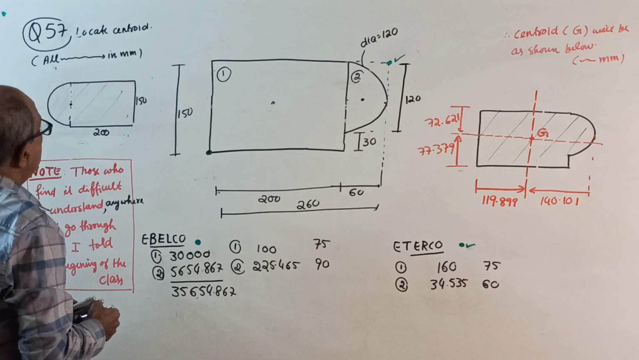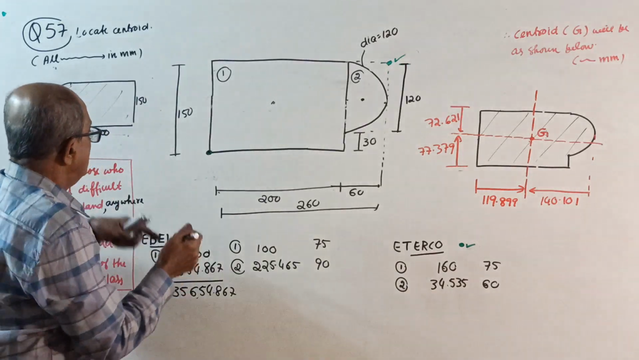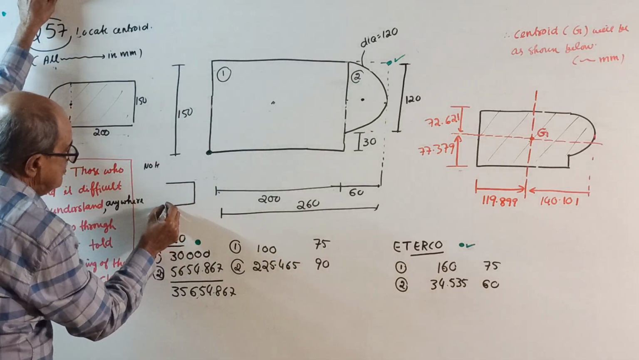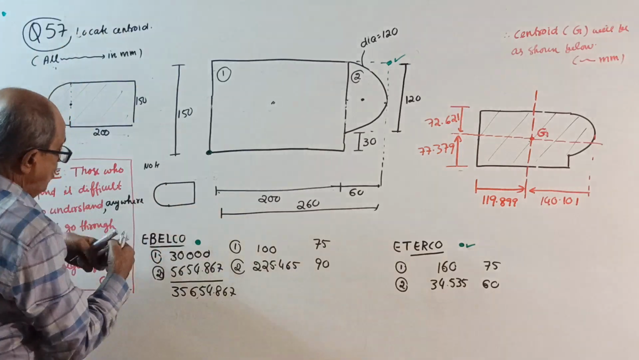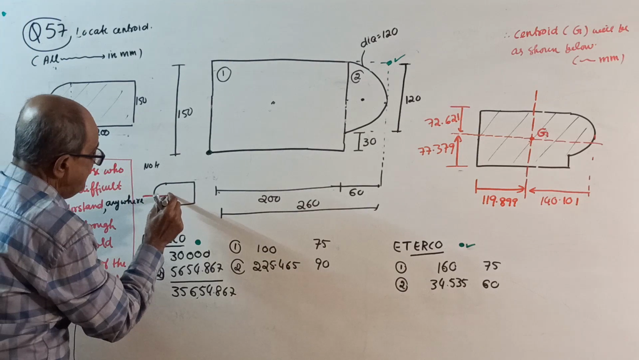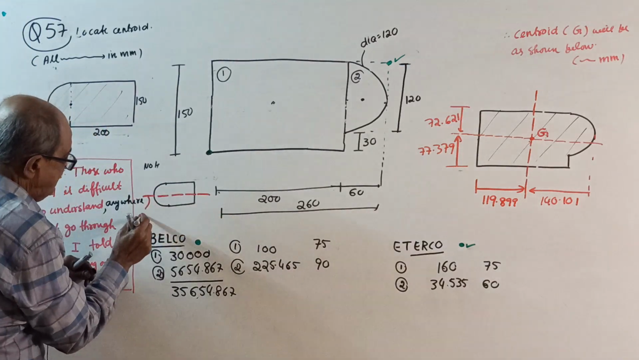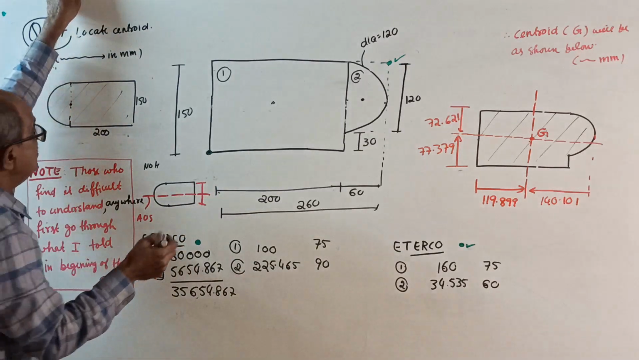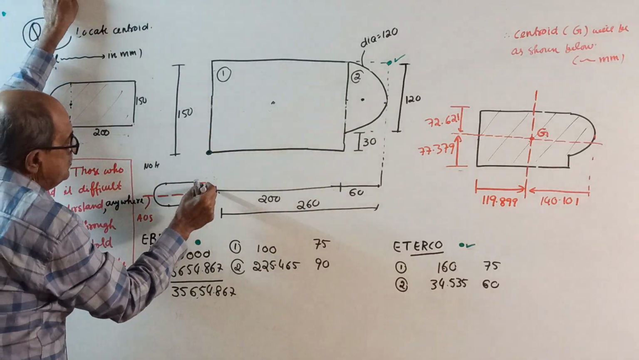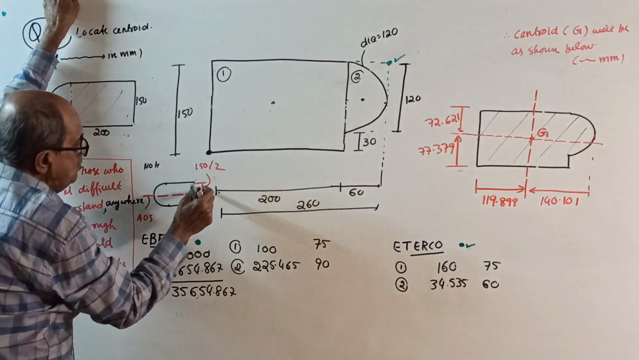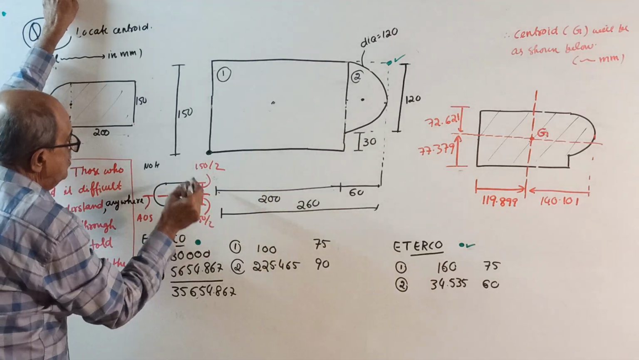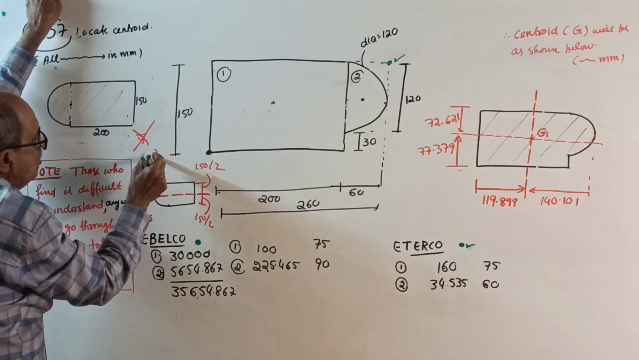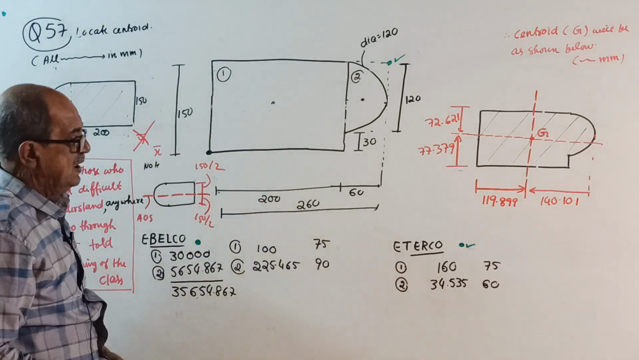Now, before you start the calculation, make a note. This is the axis of symmetry. Therefore, this distance and this distance you need not calculate. If it is 150, both are 150 by 2. So in this question, y bar is not required. You require only x bar.